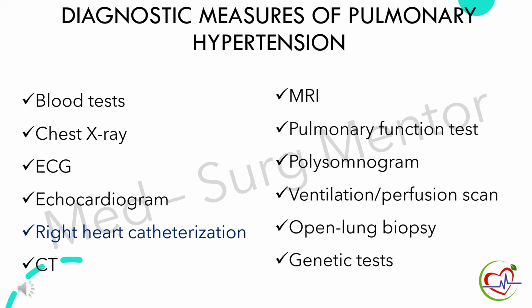Common diagnostic measures done to rule out pulmonary hypertension are blood test, chest X-ray, ECG, echocardiogram, right heart catheterization, CT, MRI, pulmonary function test, polysomnogram, ventilation perfusion scan, open lung biopsy, and genetic test. Among these, right heart catheterization is done as a confirmatory test to diagnose pulmonary hypertension. In this test, pressures can be identified directly by inserting a catheter.